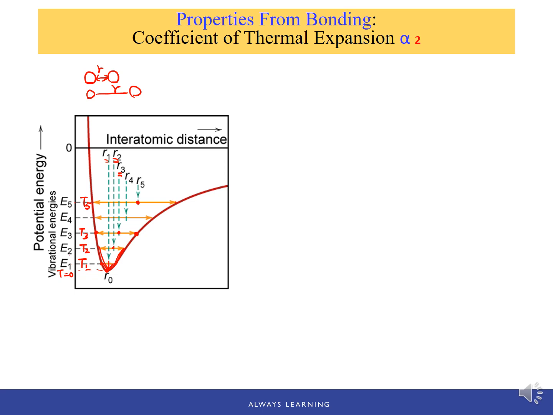Now you can see when we increase the temperature from T1 all the way to T5, where T1 is less than T5, the interatomic distance increases from R1 all the way to R5, which means the average equilibrium separation between the atoms increases and the material will expand.